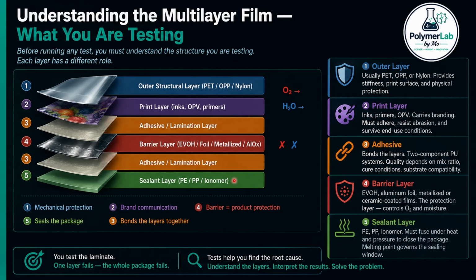When you run a test on a laminate, you are measuring the combined performance of all these layers. And when something fails, one of these layers is the root cause. The tests are your tools to find which one.